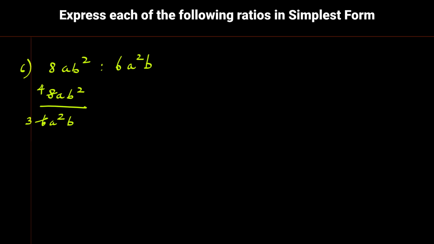Now, if you look at the numerator, it has a and the denominator has a squared. So we can cancel one a which is in the numerator. So we are left with one a in the denominator. And here the numerator has b squared and the denominator has b. So we can cancel one b. So we are left with one b in the numerator. So we have 4b divided by 3a. So the answer for the above question, reducing 8ab squared is to 6a squared b in simplest form, we get 4b is to 3a.